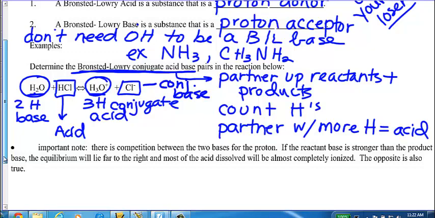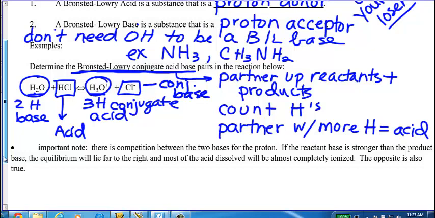Because how could Cl minus turn into HCl? Oh, Cl minus would have to gain an H. Okay, and if you gain an H, you're a base. Lose is acid, gain is base. More protons acid, less protons base. Super easy way to determine. So notice the reaction's reversible.